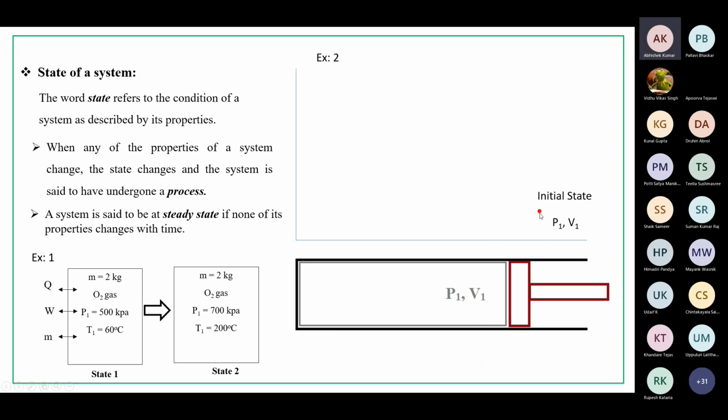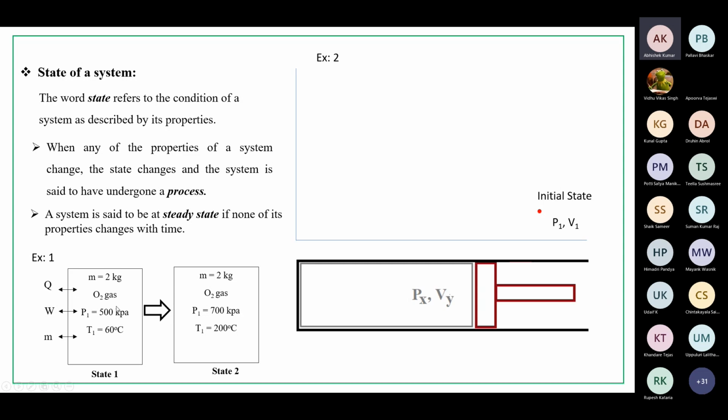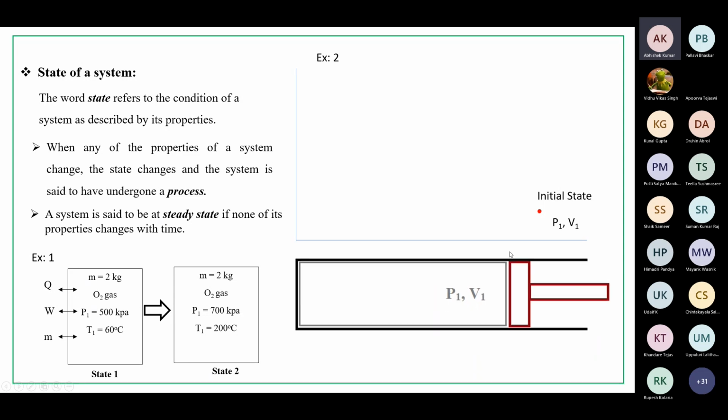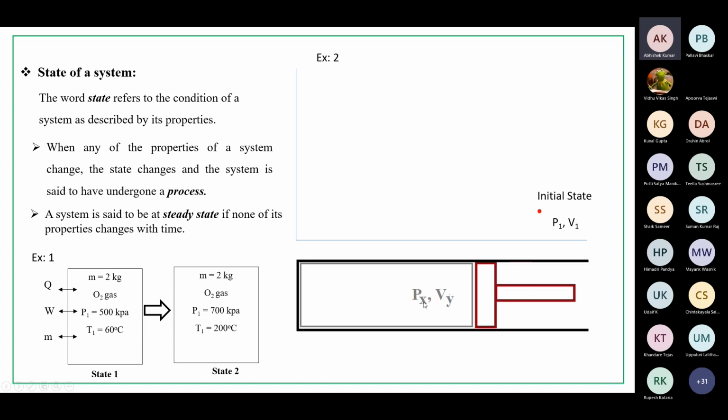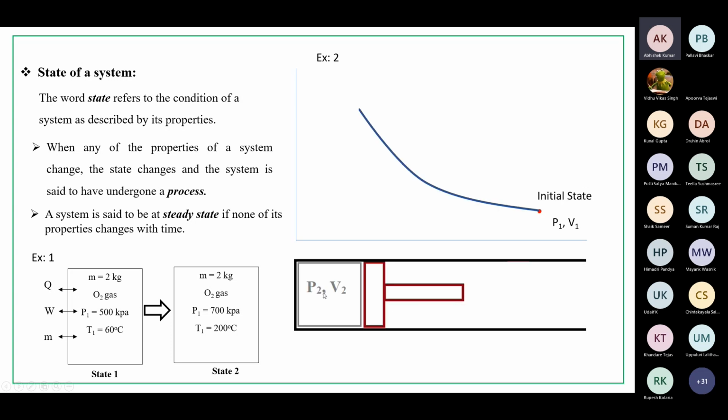This is the initial stage. Let us consider this is the initial stage. Now it is moving like that. This is P1, V1. That means pressure is 1, volume is 1. Okay, this is Px, Py. Pressure is changing, volume is changing. This is P2, V2, the final stage.